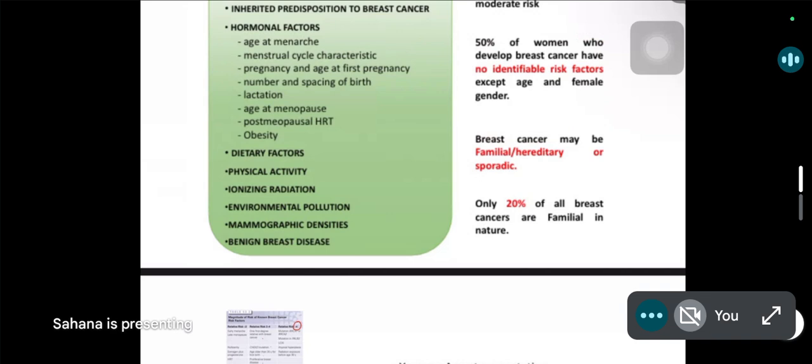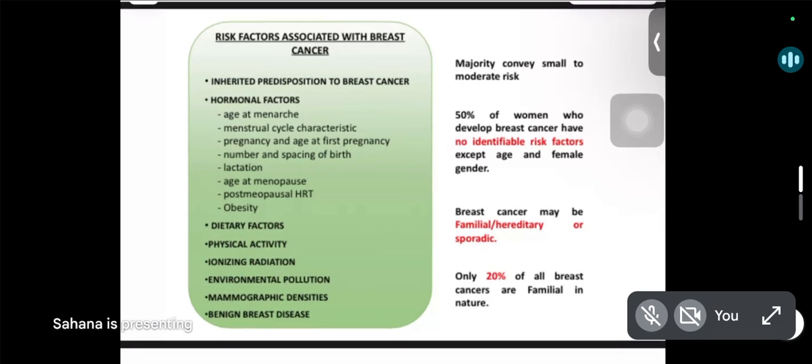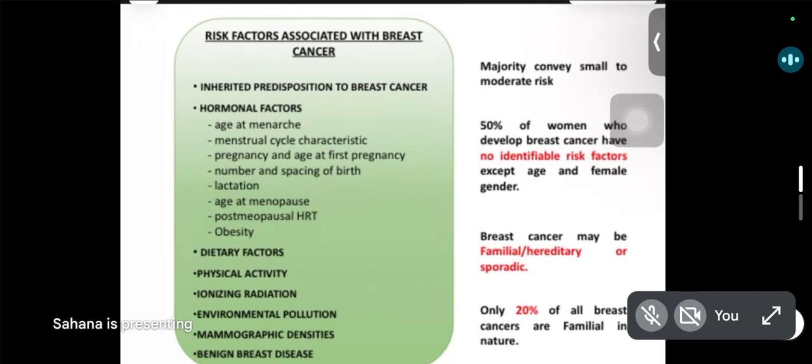So what are the questions that they have asked? Risk assessment, to know what's the percentage of risk in predicting incidence of cancer in lifetime and their implication on screening, chemoprevention, surveillance. So what are the risk factors? One, inherent hereditary predisposition. In that we will know high penetrance gene, low and intermediate. Hormonal factors: early menarche, age at menopause, pregnancy, number of childbirths, spacing, lactation, menstrual history, use of hormone replacement therapy, obesity, dietary, physical, ionizing environmental factors, and mammographic density and benign breast diseases.